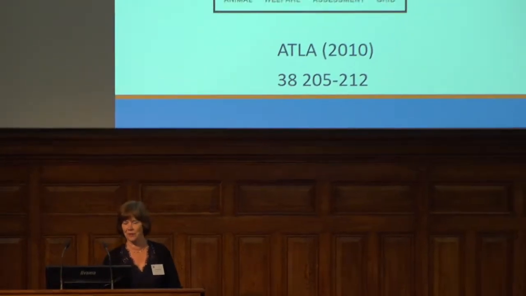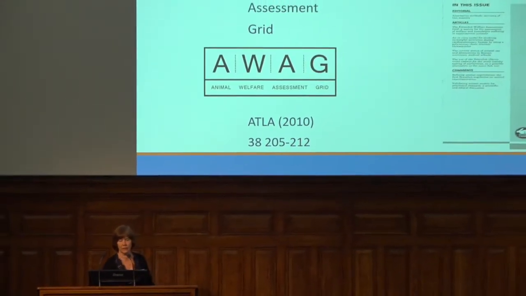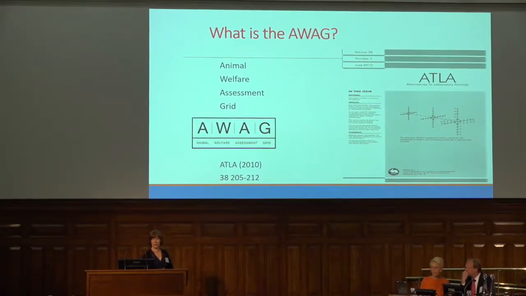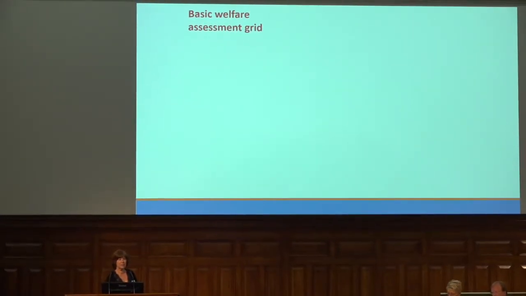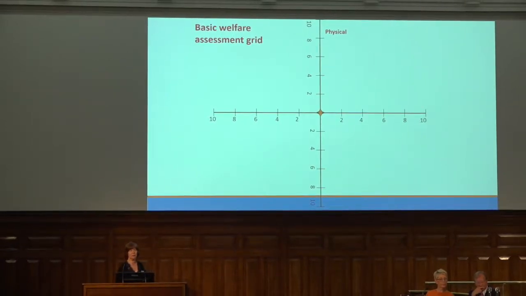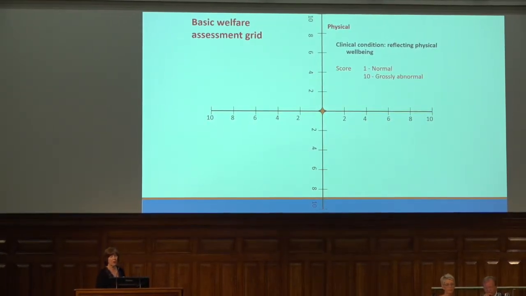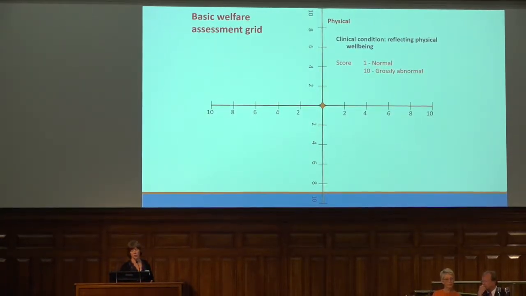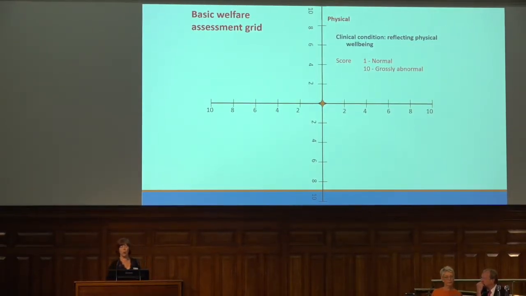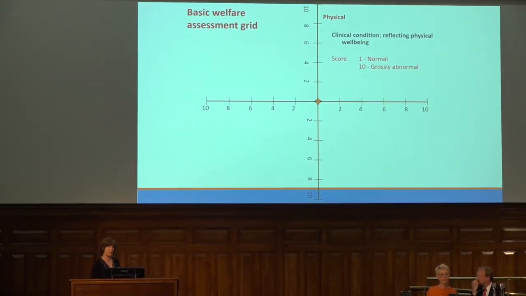Some of you have heard me present about this before, but for those of you that haven't, the AWAG is the Animal Welfare Assessment Grid. This is the first publication back in 2010 that we did with the concept of it. It's a basic welfare assessment grid like this, with a score of 1 to 10 on each of 4 axes. The first axis looks at the physical condition of the animal. So you look at its clinical condition, and we score various factors, which I'll talk about in a moment. And you give it a score of 1 is normal, 10 is grossly abnormal. So the bigger the score, the worse the animal's welfare.